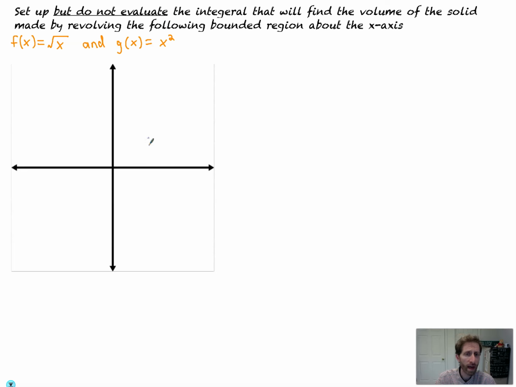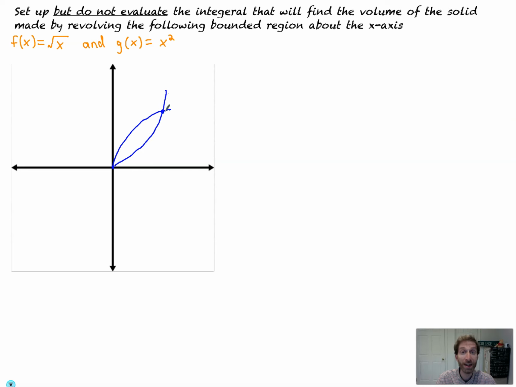So the region is root x and x squared. And you're going to see that I'm going to use this region again and again. I love that region. I think it's a very simple one. It's easy to integrate if you needed to, but it's easy to set up too. So we've got root x and x squared. So that's root x, and then x squared would kind of go up like this.